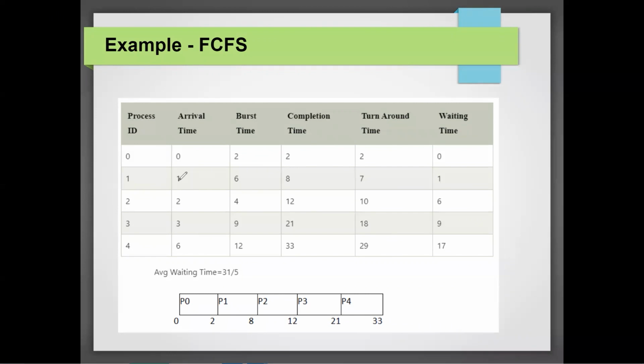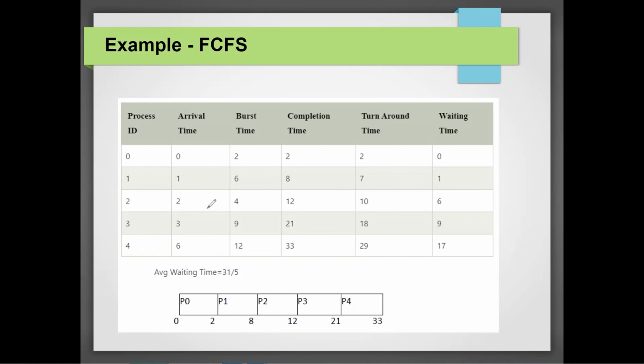At time 1, the process P1 comes into the ready queue. At time 2, the process P2 comes into the ready queue. So once P0 moves out of the CPU, there will be two processes waiting in the ready queue, called P1 and P2. When you see the Gantt chart, at time 2, P0 completes execution in the CPU, and in the ready queue, the processes P1 and P2 are waiting to be scheduled.